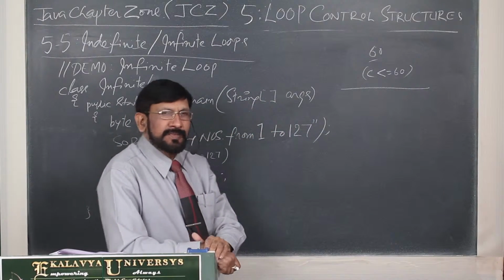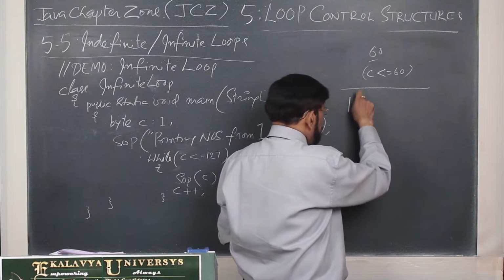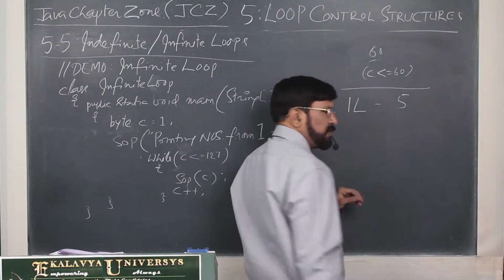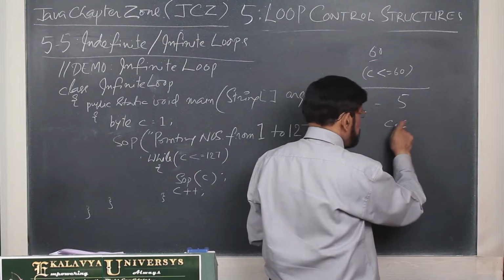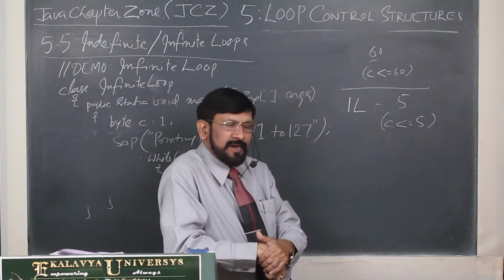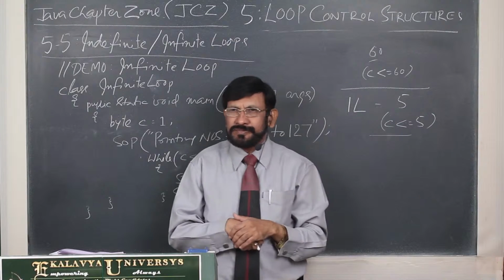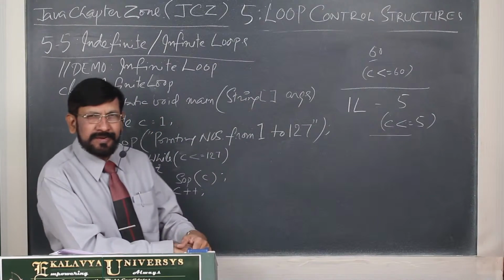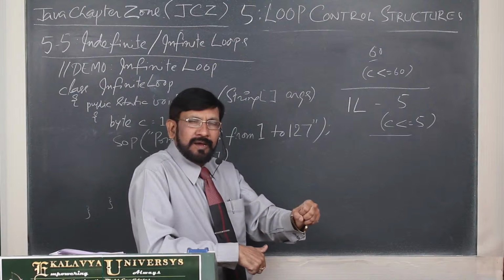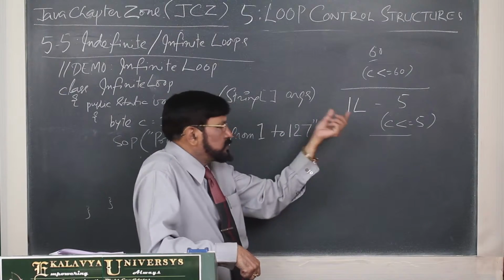For such cases, what is the best programming example? Suppose you want to deposit 1 lakh rupees in the bank. Suppose this is for 5 years, then it's very simple: C is less than or equal to 5. The number of years is 5. And in another variant, you may ask the bank manager to deposit the money for such a period until it doubles. That means the principal amount should be doubled.